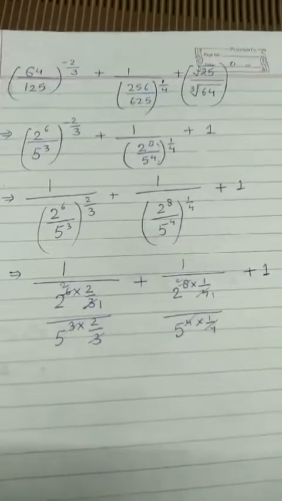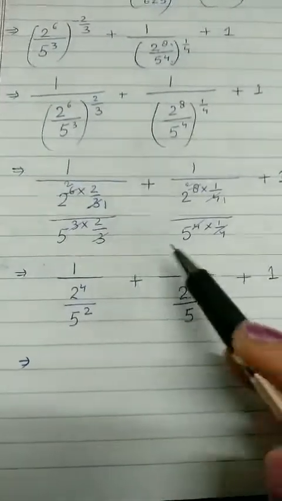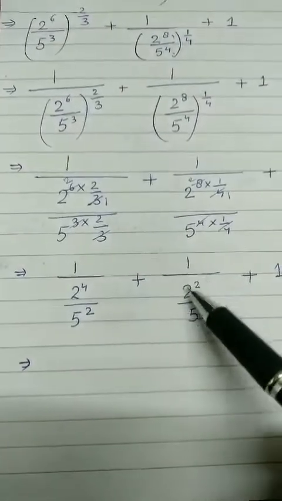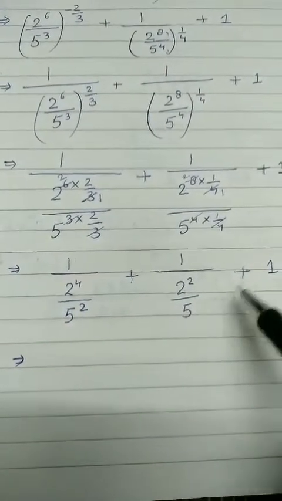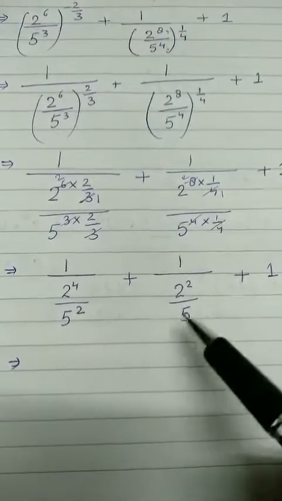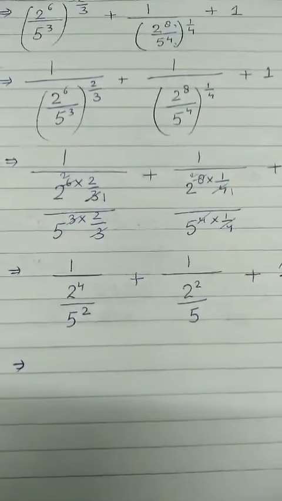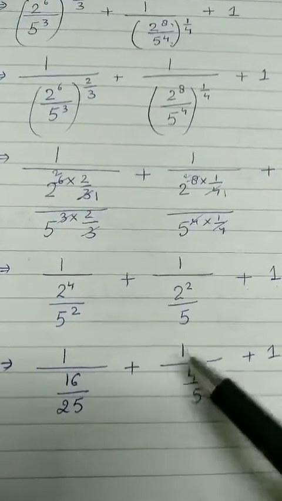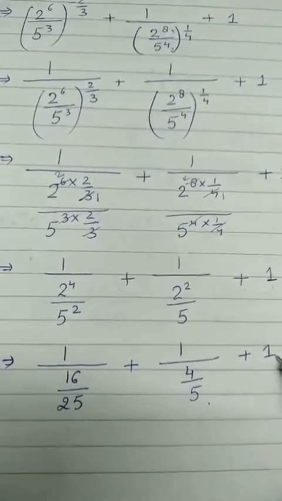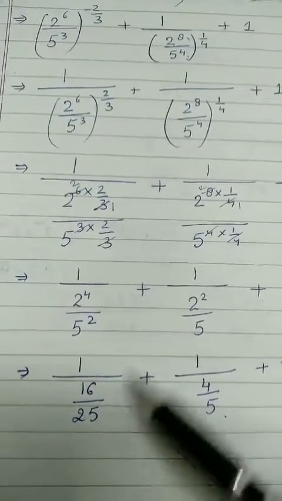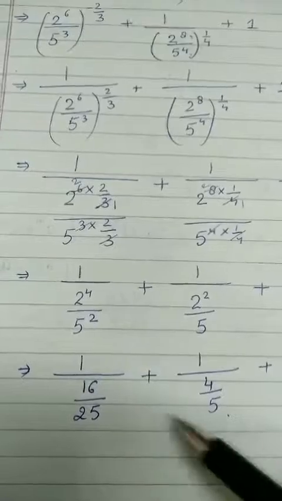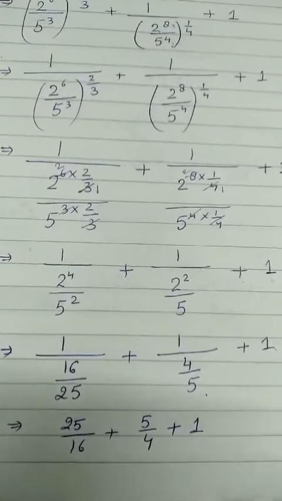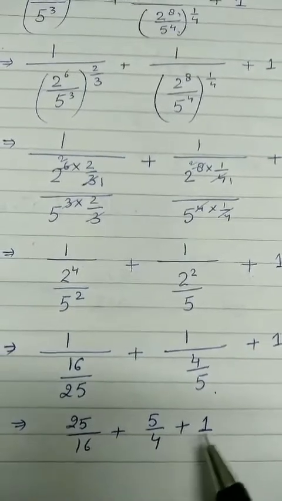So this can be simplified as 1 upon 2 raised to power 4 upon 5 raised to power 2 plus 1 upon 2 raised to power 2 upon 5 plus 1. Now you can write it as 1 upon 16 upon 25 plus 1 upon 4 upon 5 plus 1. Now you can easily write the reciprocals of these terms, 25 by 16 and 5 by 4. So you have 25 by 16 plus 5 by 4 plus 1.